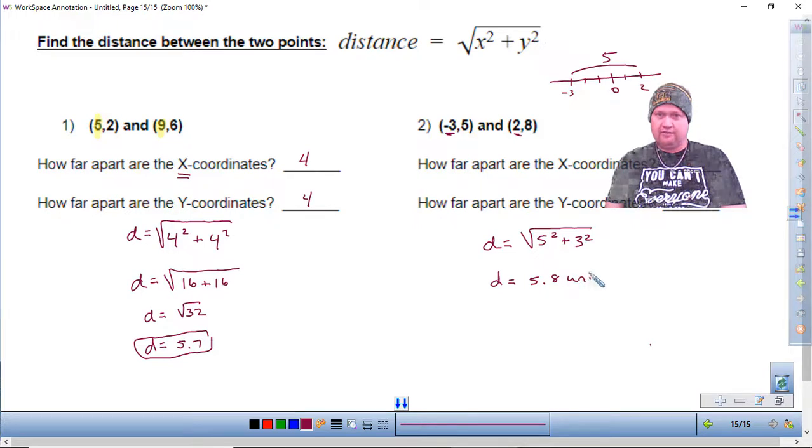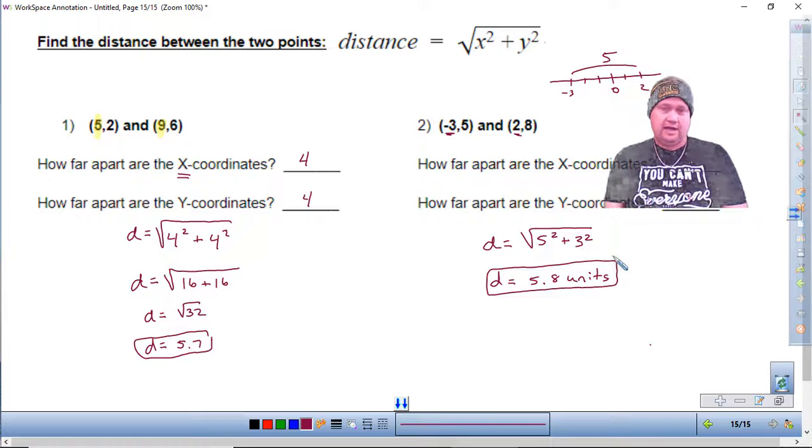We're going to round that off to the nearest tenth. This time I'll go ahead and write the word units. And there you go. That's how you use the distance formula if you have coordinates and you don't have a graph.